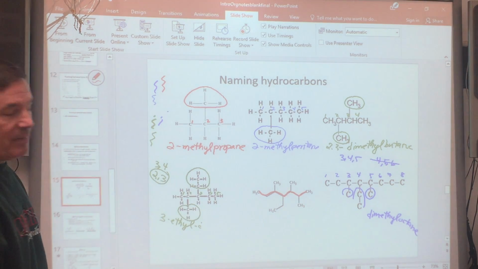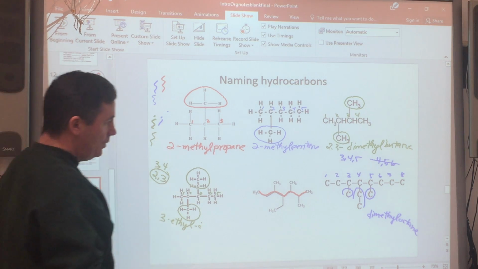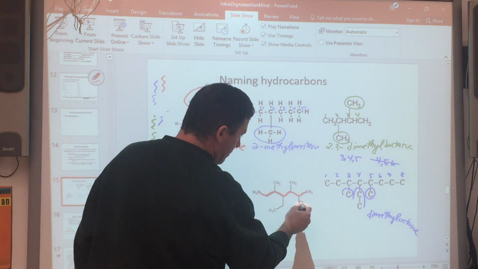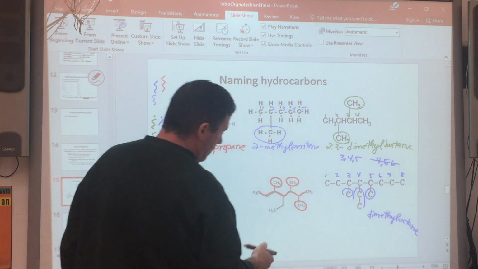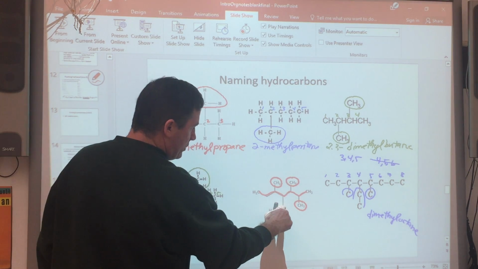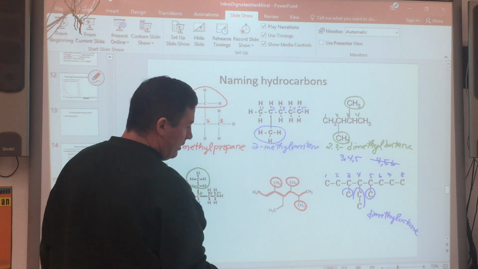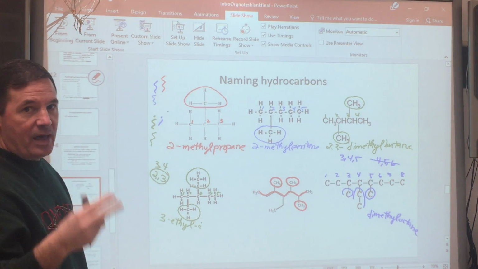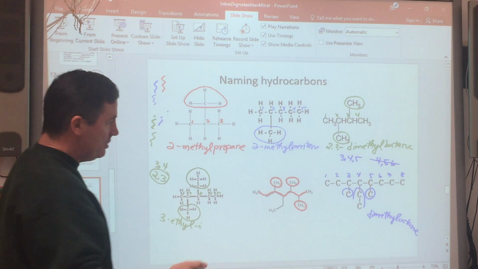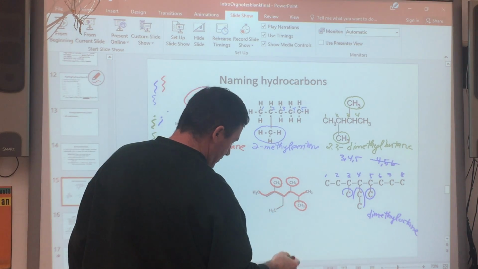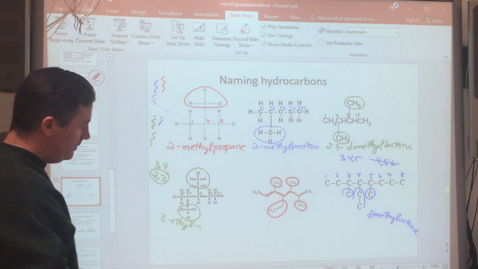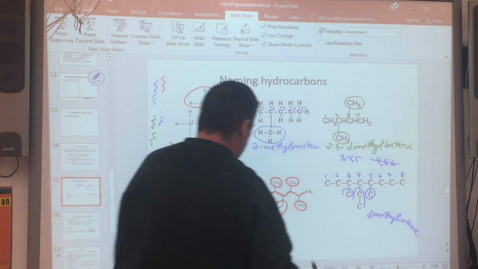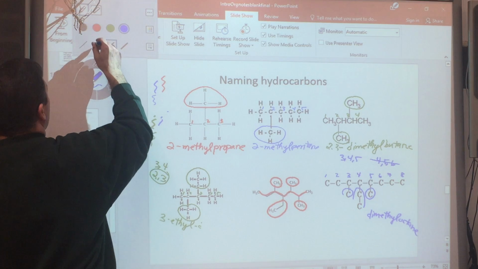Now I have to look at my substituents. What do I have? I've got a methyl here, a methyl here, a methyl here. What's this one? There's a carbon here and a carbon here. If I have 2, remember meth, then eth. So this is ethyl. Okay? This is ethyl. So let me switch colors to name it.